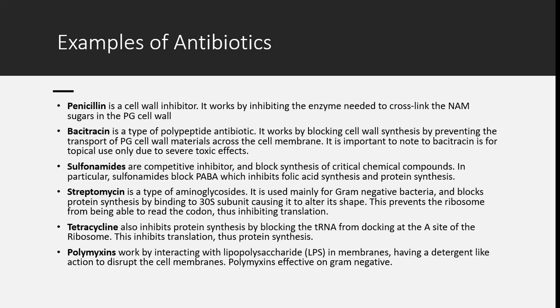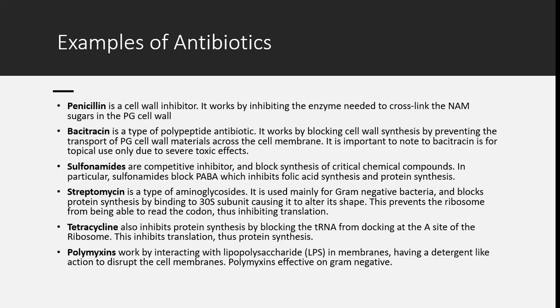So sulfonamides. Now, sulfonamides are a competitive inhibitor. So what does that mean? They're going to mimic something, and in particular, they're going to mimic the nutrient para-aminobenzoic acid, which we call PABA. By blocking or inhibiting PABA, it sabotages the ability of the bacterial cell to make folic acid, and folic acid is essential for DNA and RNA production. So you basically are shutting down the DNA and the RNA production, which means protein synthesis. Now, sulfonamides are prescribed for a variety of infections, from urinary tract infections to pneumonia.